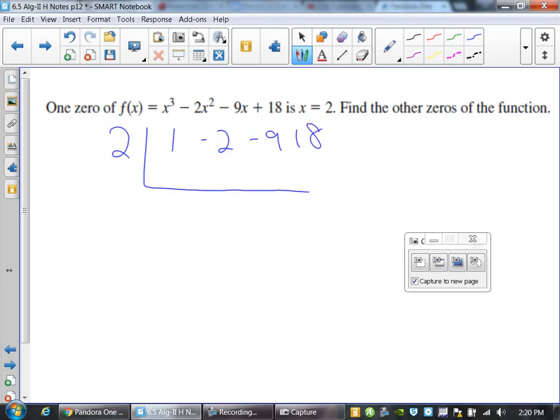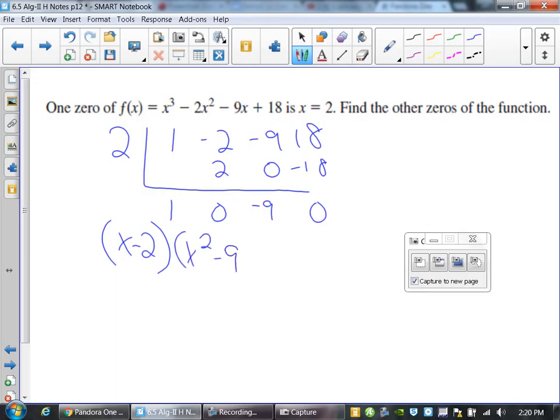Synthetic and go. Yay, it was a 0. We ended at 0. That's correct. So 2 is our 0, so our term was x minus 2. Now I'm left with, I went down a degree, x squared minus 9. Where are my other 2 zeros? Plus or minus 3.